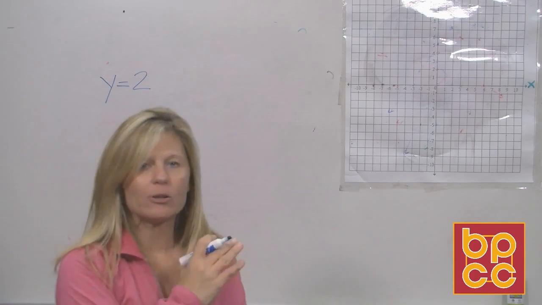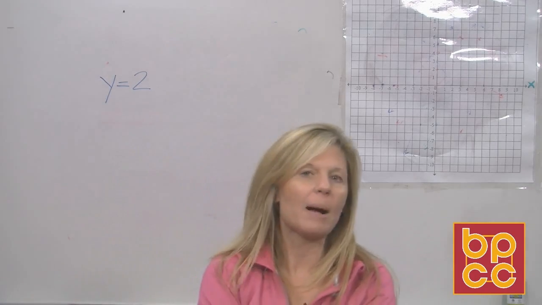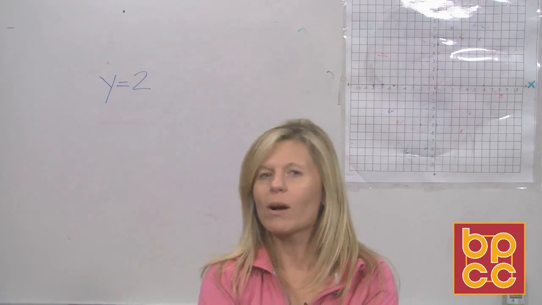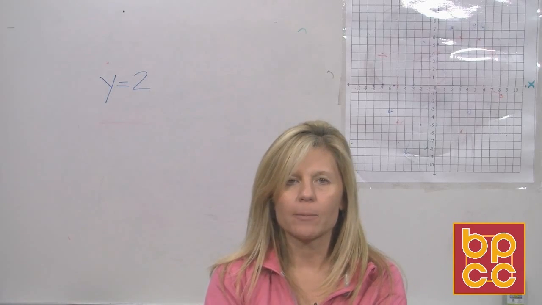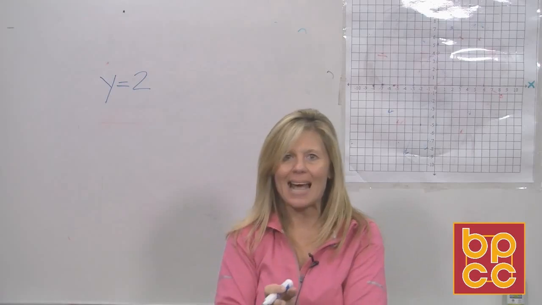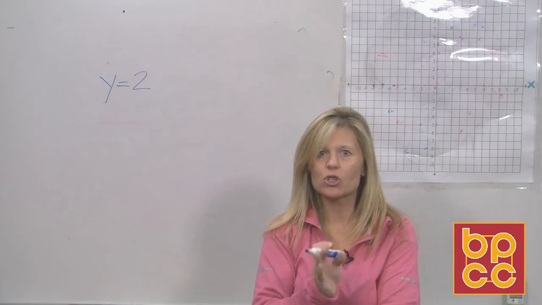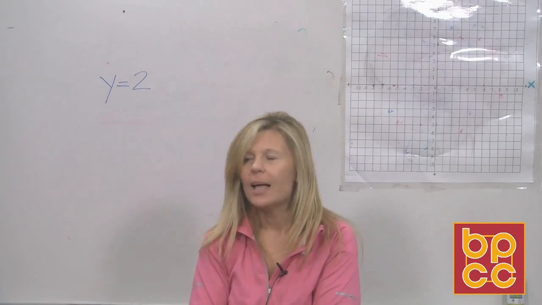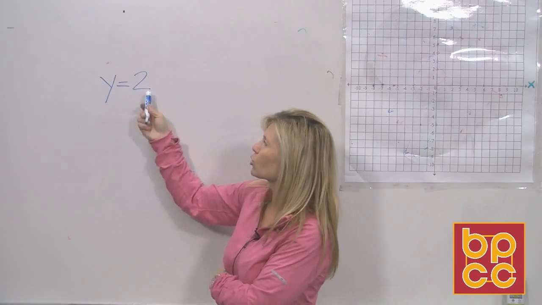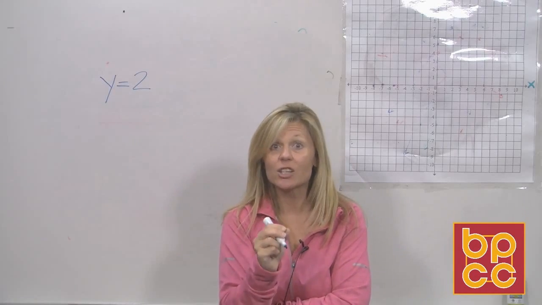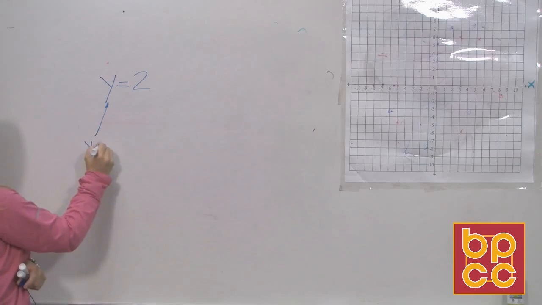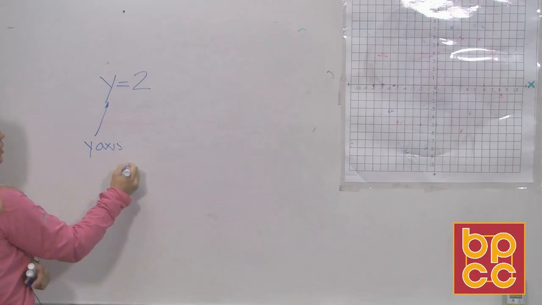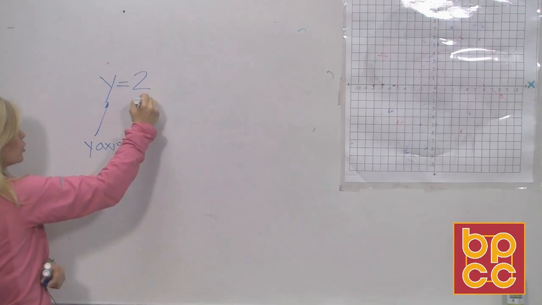So we don't got to worry about doing a t-table. We don't got to worry about slope-intercept form. We don't got to worry about anything that has just the letter y. We started off this lesson saying the variable tells you what you're going to draw. This says y equals 2. The equation's telling you where to go. It's saying, hey, go to the y-axis, to the number 2.